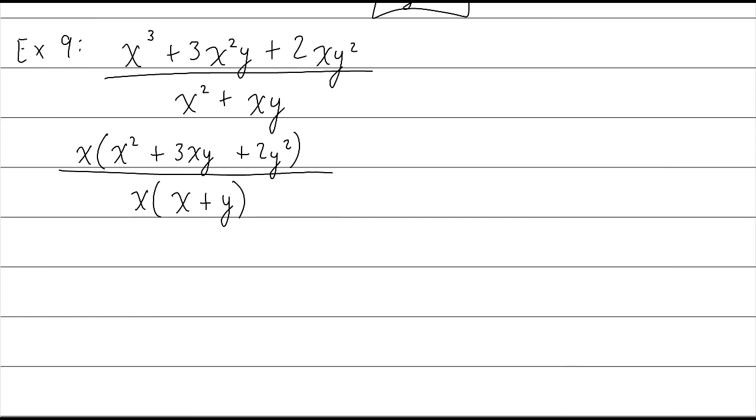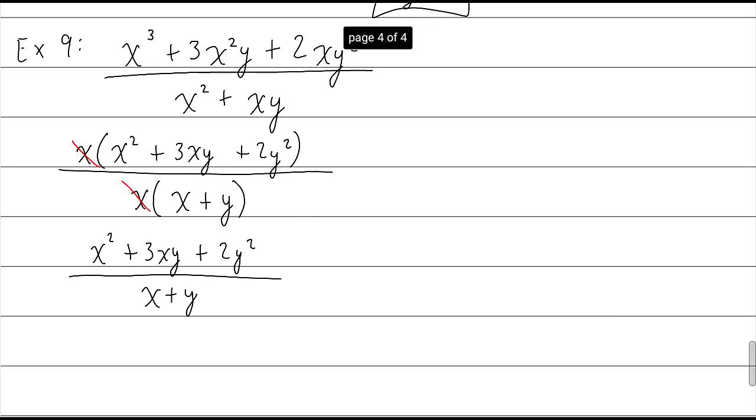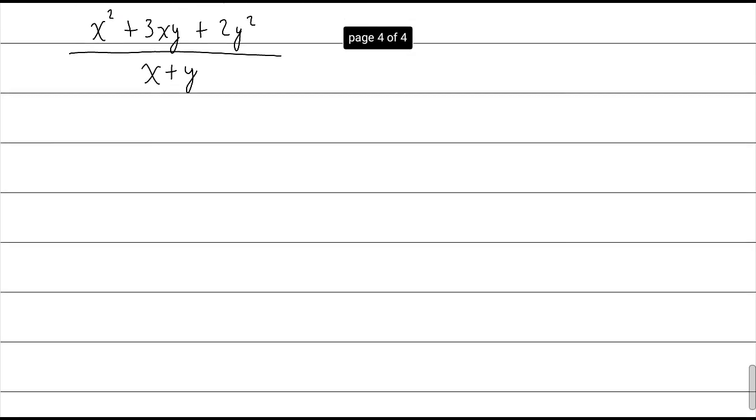And before I go even further, I might notice that, hey, since this is multiplication here, and here everything's multiplied, I can actually cancel out those x's. So already I've simplified this problem. X squared plus 3xy plus 2y squared over x plus y. That's where I'm going to pick up and finish this problem. I'm going to ignore all the stuff that came before it. I need to factor the top.